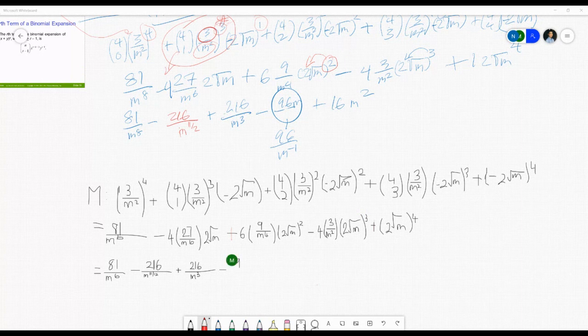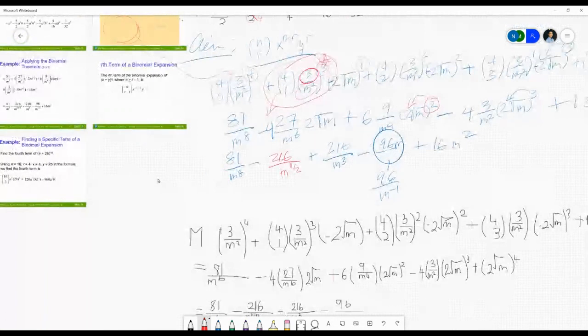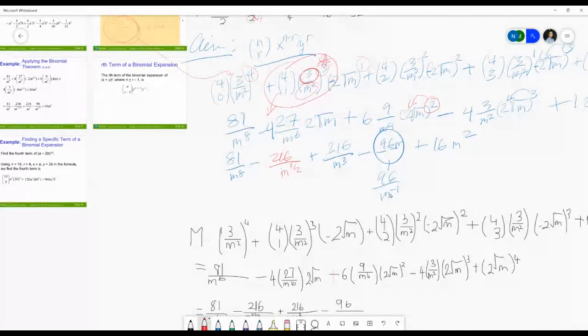Yeah, that makes sense. Professor, can you check my work? I think I might be done, but this is harder than I thought. What is this right here? So I initially got 96 over m to the -1. Okay, so this part right here.